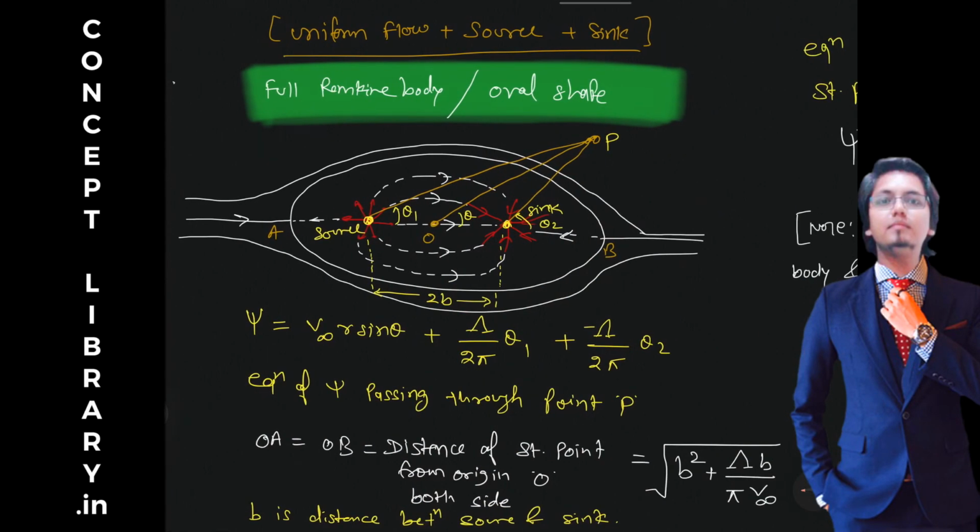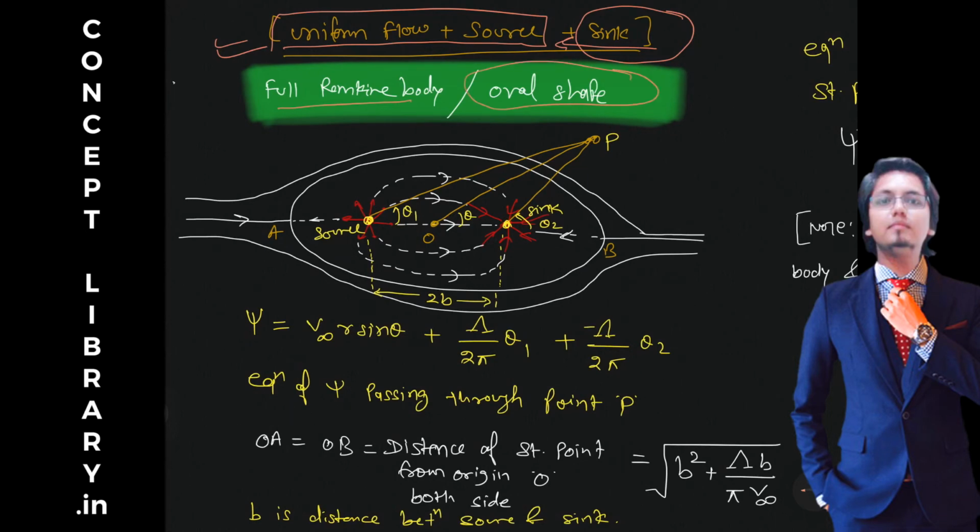Okay, now we are going to see what will happen if we add one extra flow, that is a sink also. Earlier we saw uniform flow and source, so we got a half oval shape, that is the half Rankine body. If you add a sink also, then we will get the full Rankine body, which will be of oval shape. Earlier we got only this half part, right? Now we are getting a complete thing.